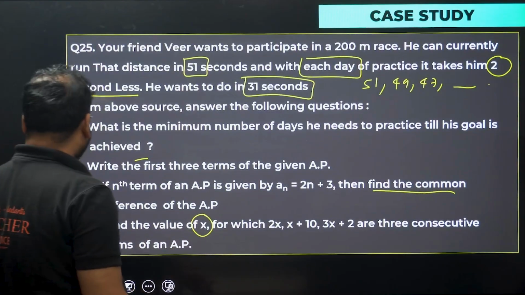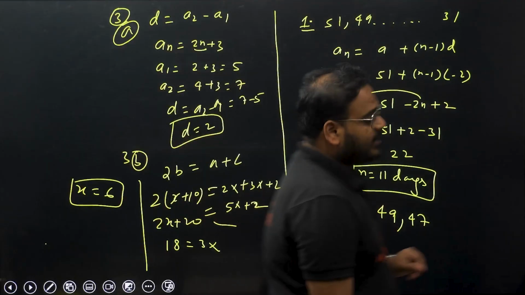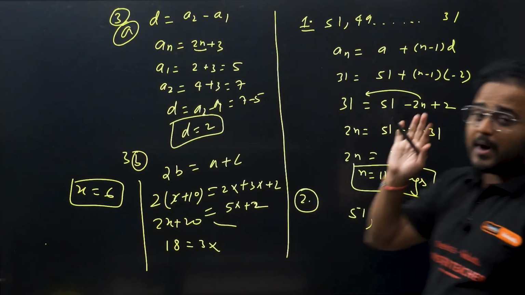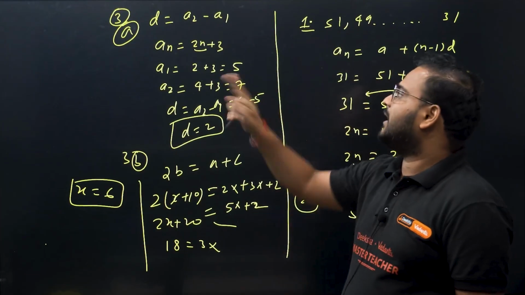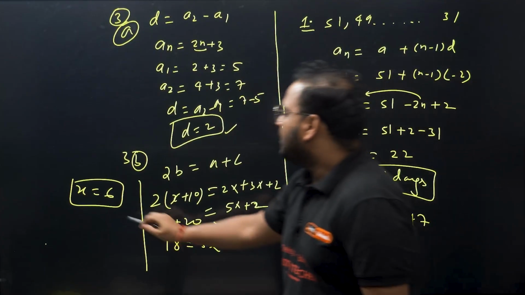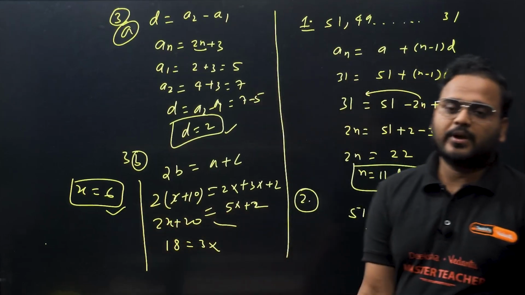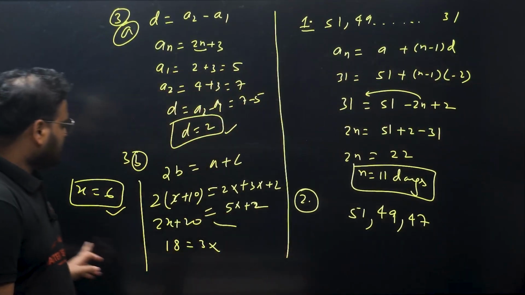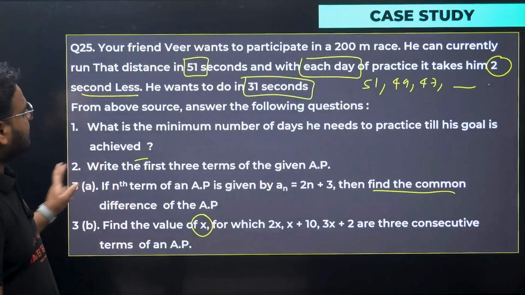So for the first part, the answer is 11 days. For part 2, the answer is 51, 49 and 47. For part 3, they had two subsections, A and B. Part A has the answer 2 and part B has the answer x equals 6. Okay, so this completes your session on arithmetic progression with solving a case study problem.